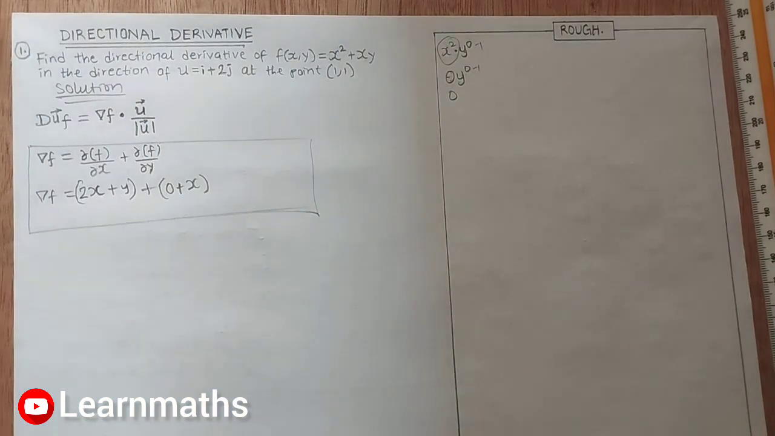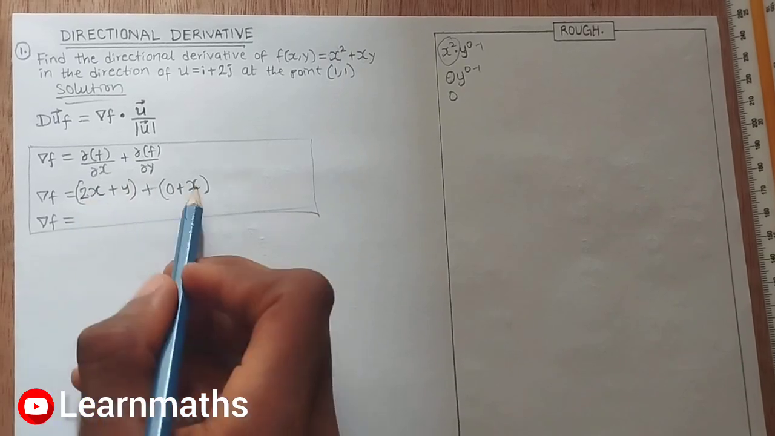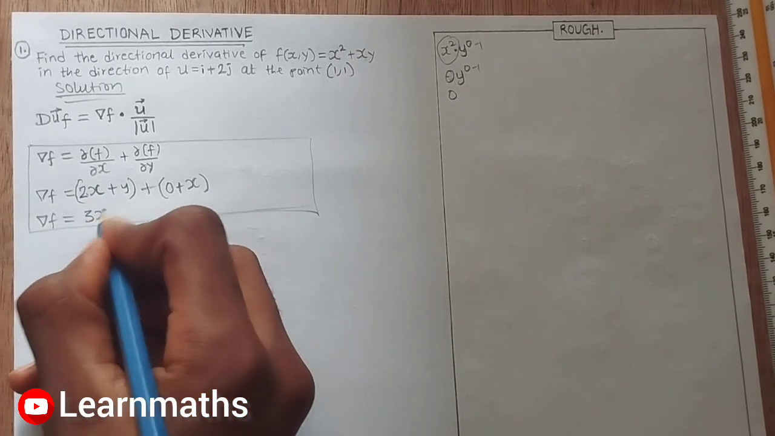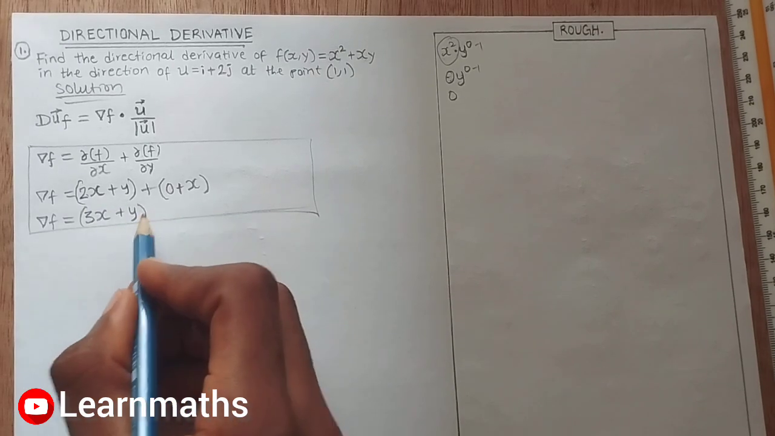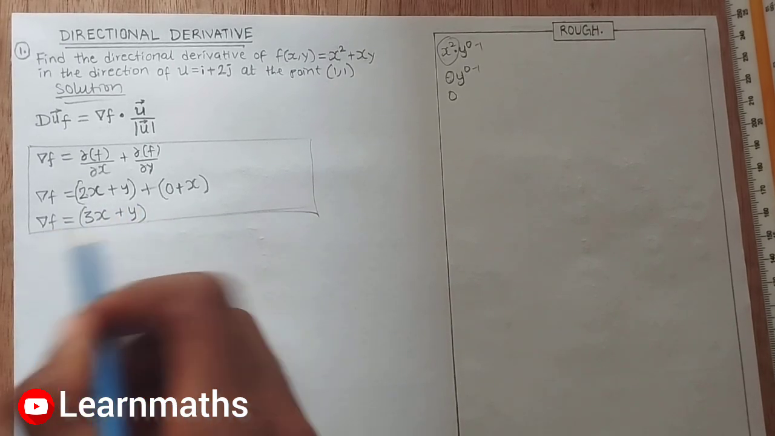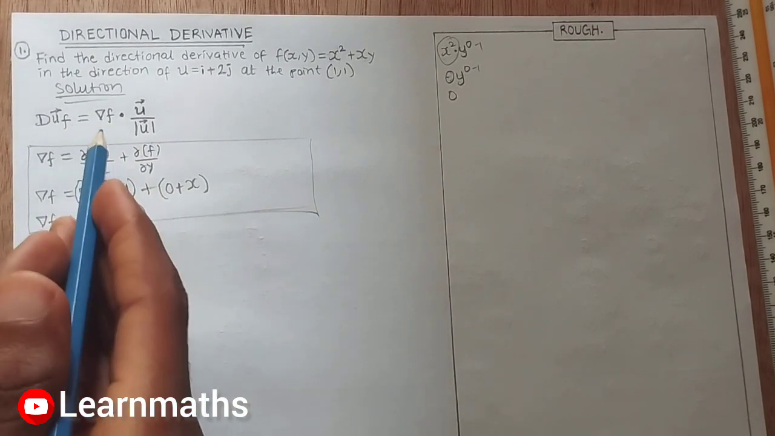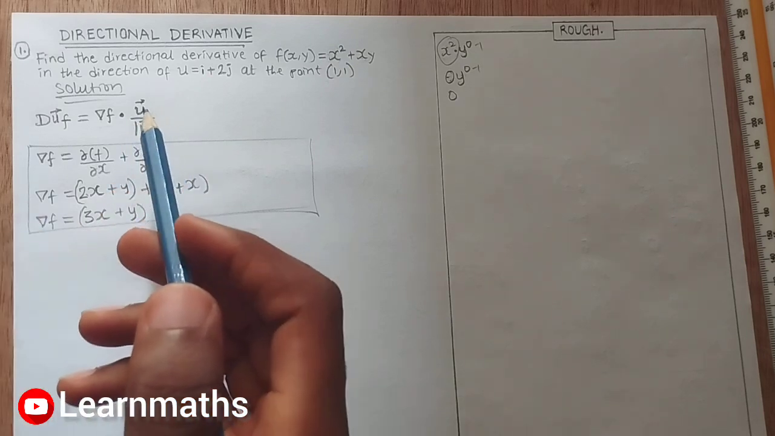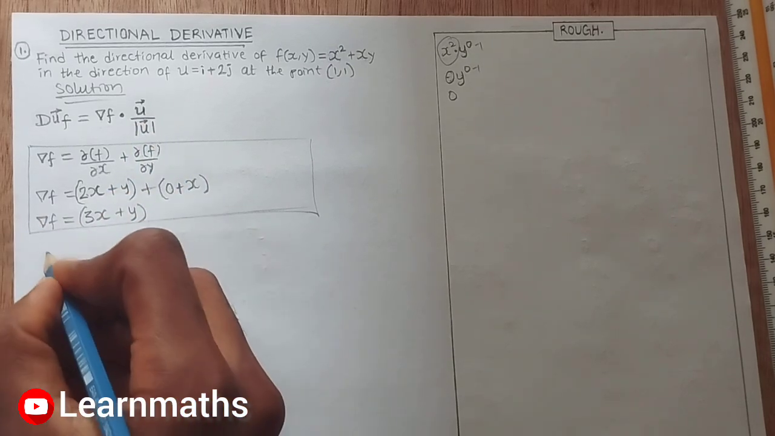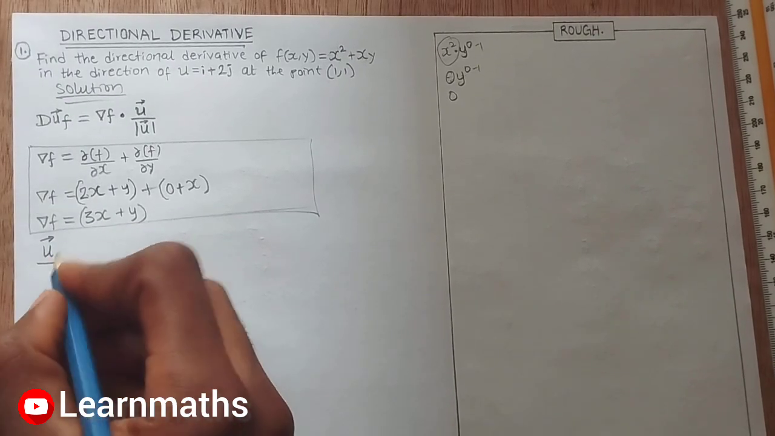You understand? So the gradient of this function is going to be (2x + y, x). There's no need for the bracket, but this is it. We found this by differentiating partially with respect to x and y. Now let's find the unit vector of u.